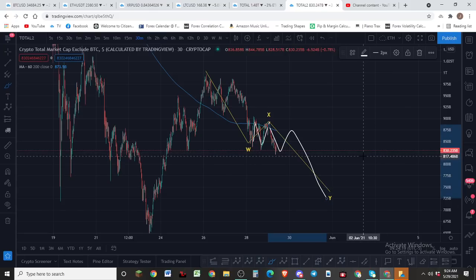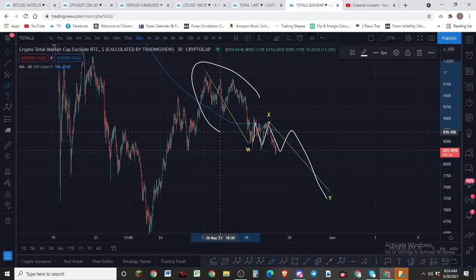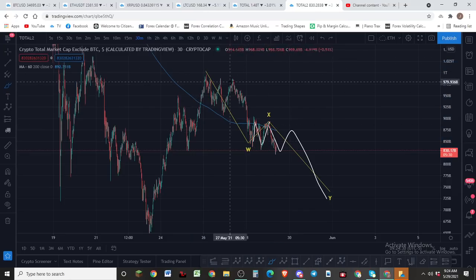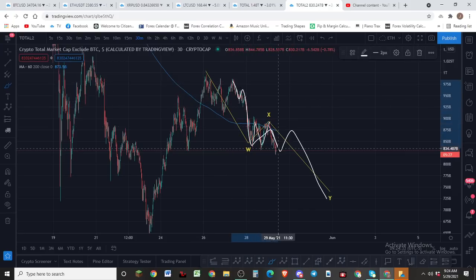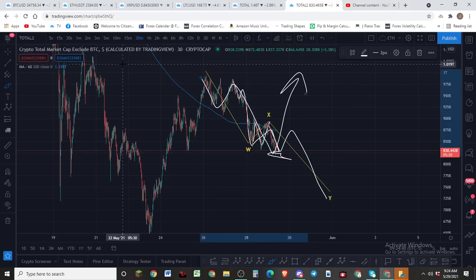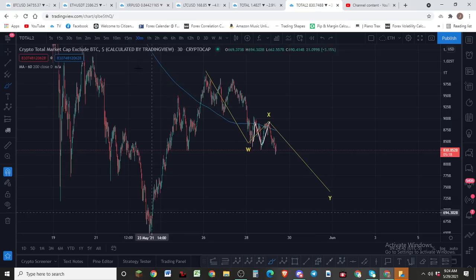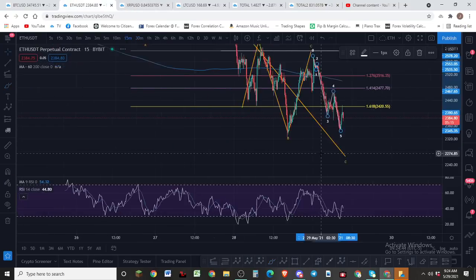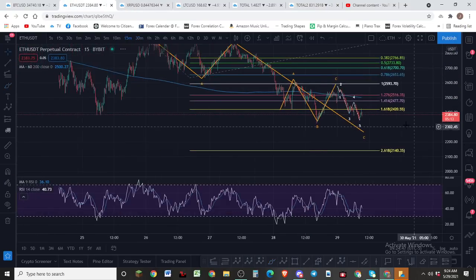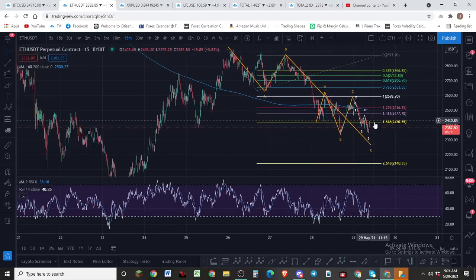It would seem, but Ethereum, this could be finished. So a plausible count is 1 2 3 4 5, and that's C is finished, and that's an A B C, and we're going up now. So that goes with Bitcoin as well. But Ethereum, which has a similar structure, you'd have to call this fifth wave a truncated fifth.